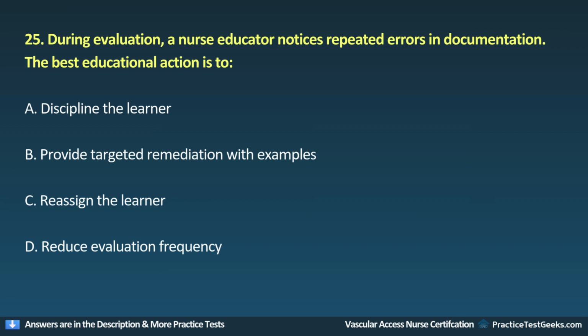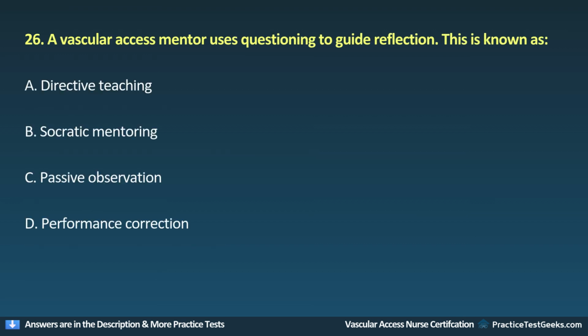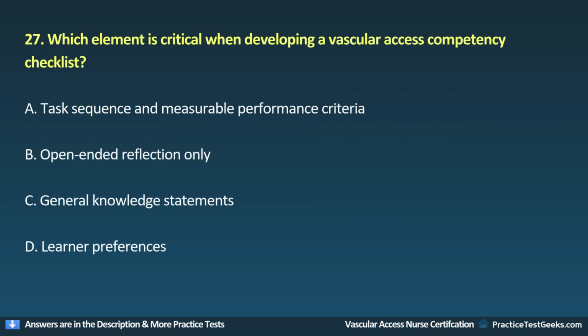26. A vascular access mentor uses questioning to guide reflection. This is known as A. Directive teaching. B. Socratic mentoring. C. Passive observation. D. Performance correction.